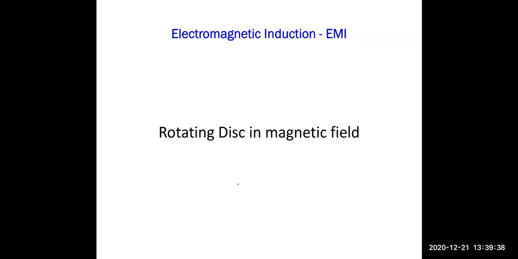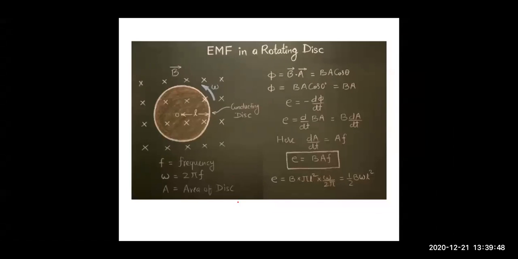Now children, let's talk about the rotating disc in magnetic field. That is the EMF that is produced when we are rotating a disc in magnetic field. So consider a disc of radius L which is placed in magnetic field B. Your magnetic field B is uniform and it is perpendicularly inwards. Now let us rotate this disc with the angular velocity ω.